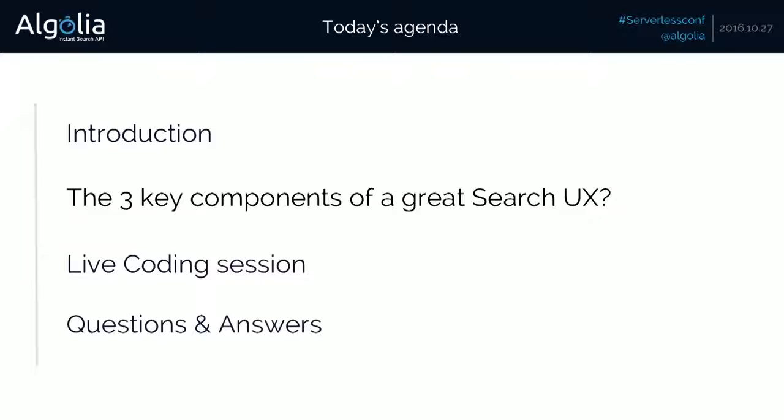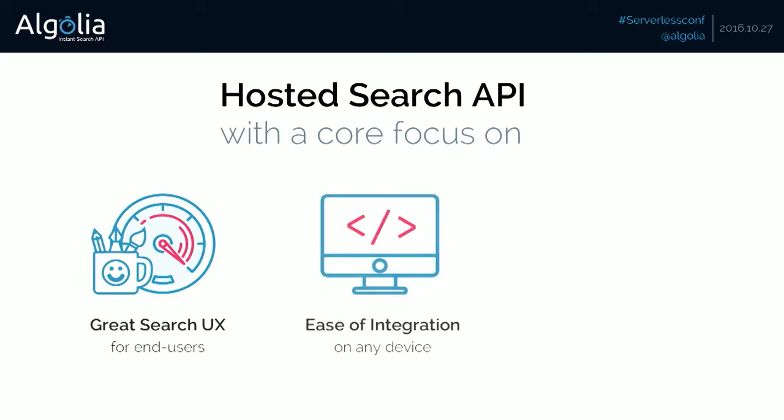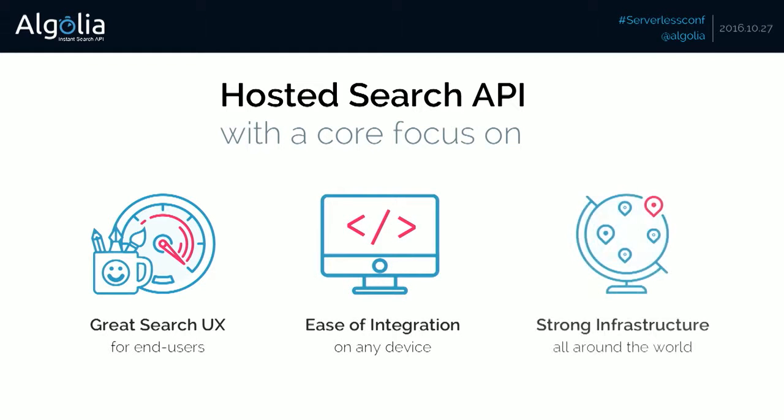So just a bit about what we're going to talk about. We'll start with a small introduction explaining what we do exactly at Algolia, and then we'll dive a bit more deeper into the three core components of what makes a great search user experience. Then we'll go into the code and make it actually work, and we'll still have some time for some questions at the end.